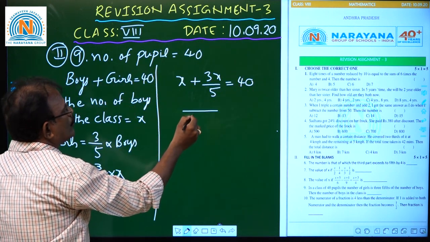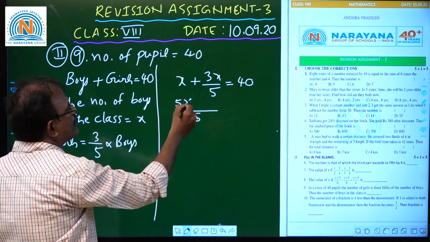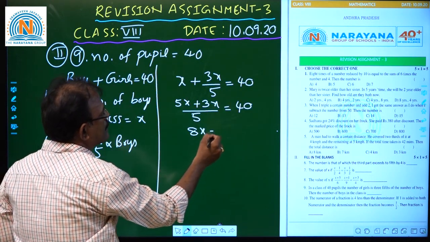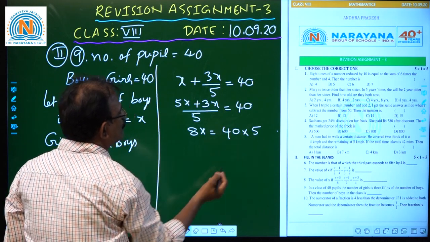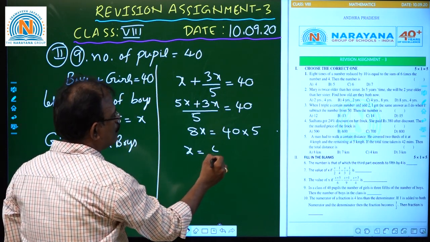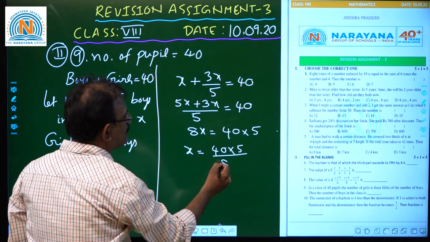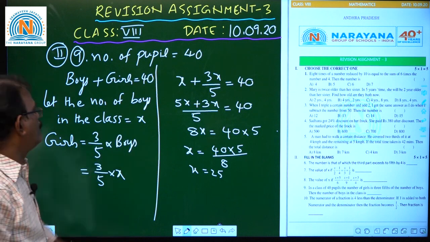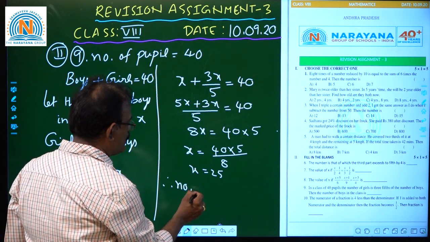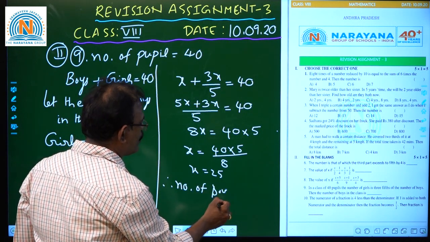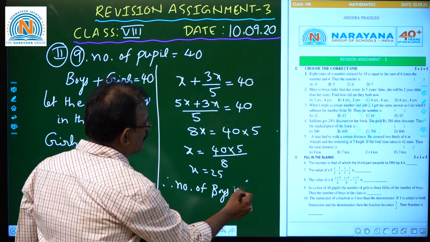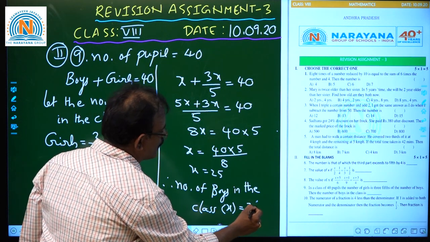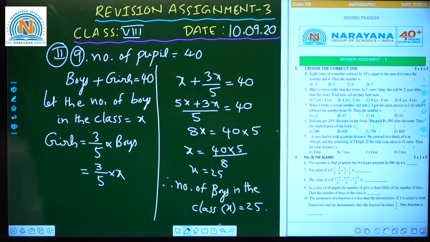So when you go through the LCM, this is 5 times x plus 3x is 40. Then it is 8x is equal to 40 into 5. So x is equal to 40 into 5 by 8, as it is cancelled, 5 times 5 is 25. What is x, children? Number of boys in the class. Therefore the number of boys in the class is 25.